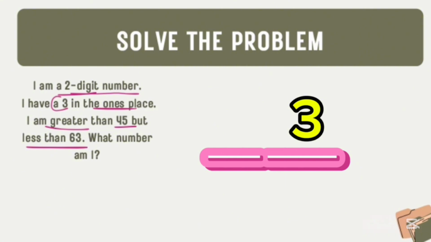And now let's guess the first number. Is it possible for the digit in the tens place to be 4? No, since that would make the number less than 45, wouldn't it? Well done on your guessing and checking, since the problem states that the final number is greater than 45 but less than 63. So, let's guess another one.